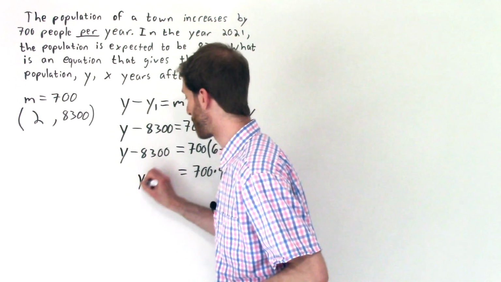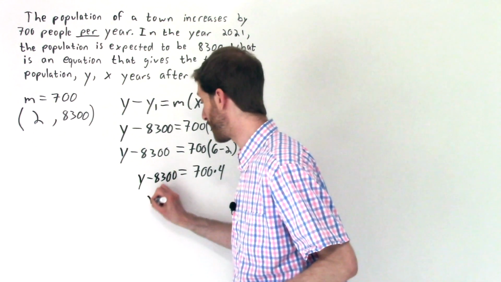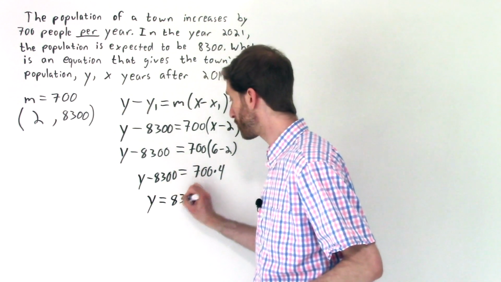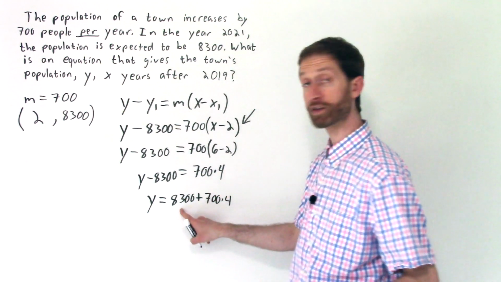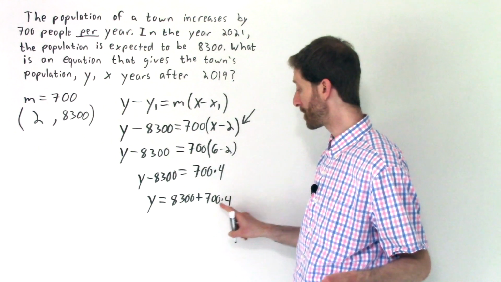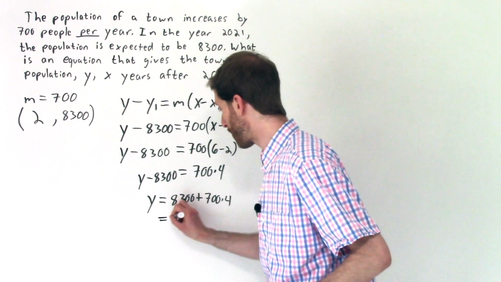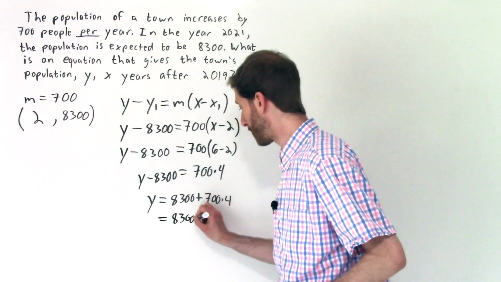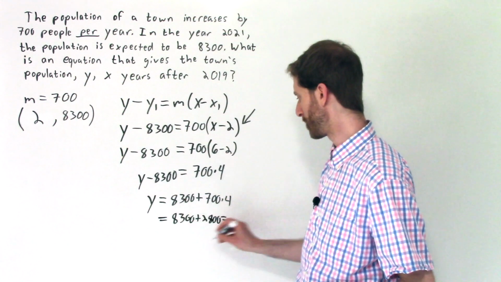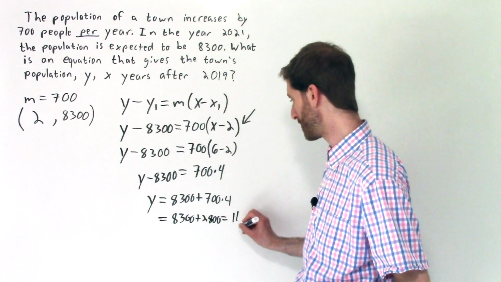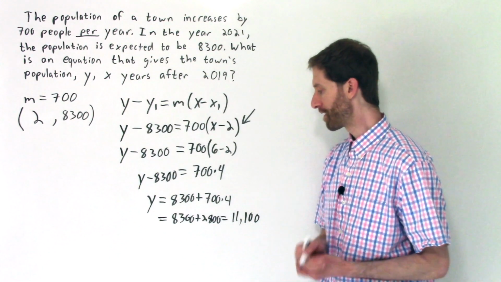And that's why this gets awesome. We then will add 8,300 to both sides because 8,300 is the original amount that we had in 2021, plus the 700 people over 4 years that we've gained. And when we simplify that, we get 8,300 plus 2,800, and that's going to be equal to, let's see, 11,100, I believe. 11,100 people. Very cool stuff.